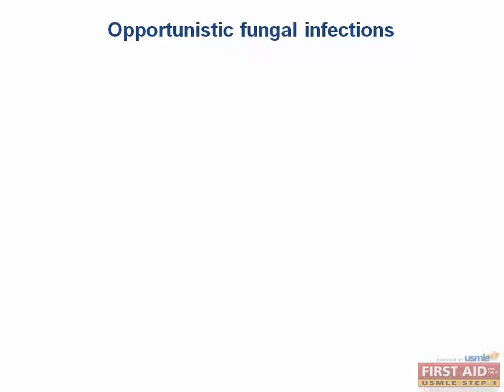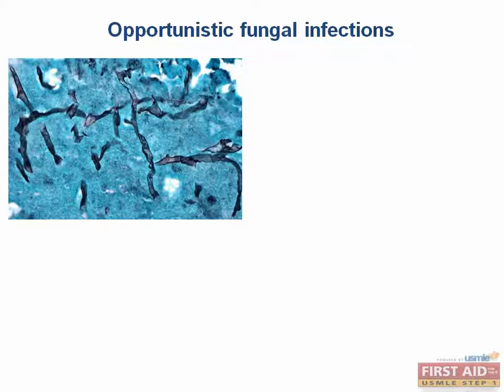Our last opportunistic fungal species is the Rhizopus mucor family. This fungus can often be mistaken for Aspergillus, but if you remember the key differences, you'll get this one right every time. Rhizopus mucor and Aspergillus both have branching hyphae. As you can see here, however, the branches of Rhizopus occur at 90-degree angles.